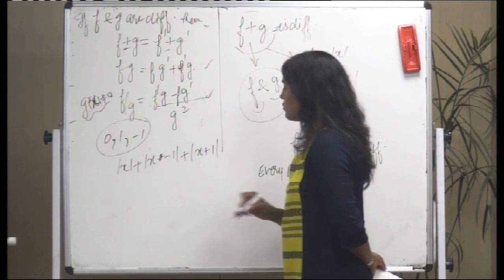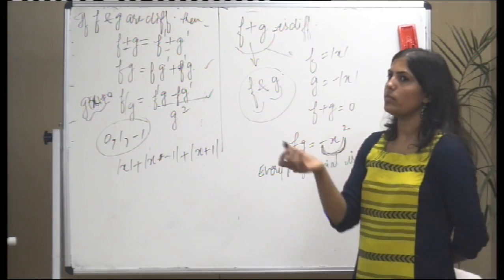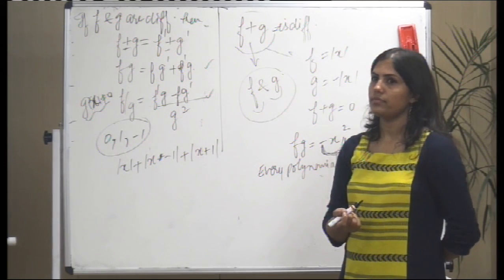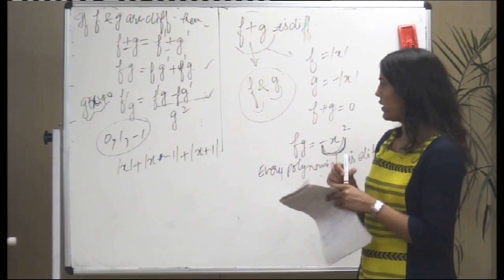Tell me a function which is not continuous at 3 points. Not continuous at 3 points. Quickly, tell me.